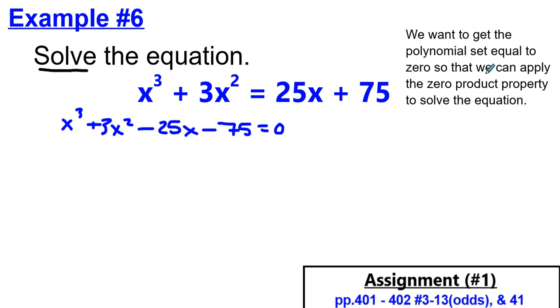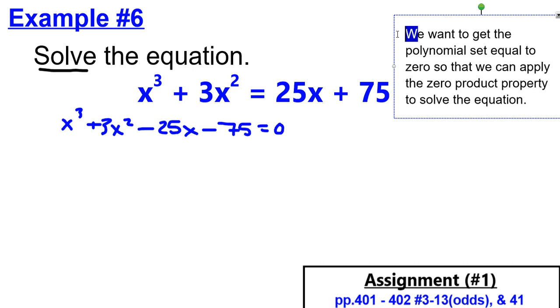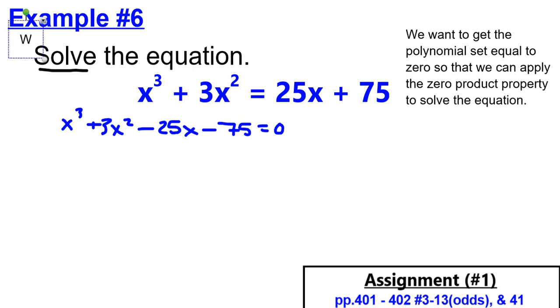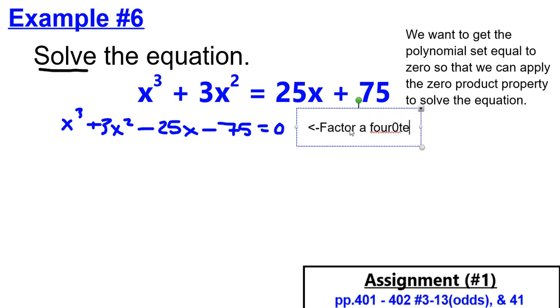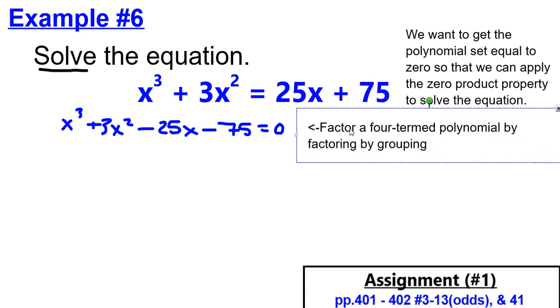So we've got it set equal to 0, but we can't apply that zero product property yet because it's not in factored form. So again, we have a 4-term polynomial. So I'm going to make another note on here. Factor a four-term polynomial by factoring by grouping.